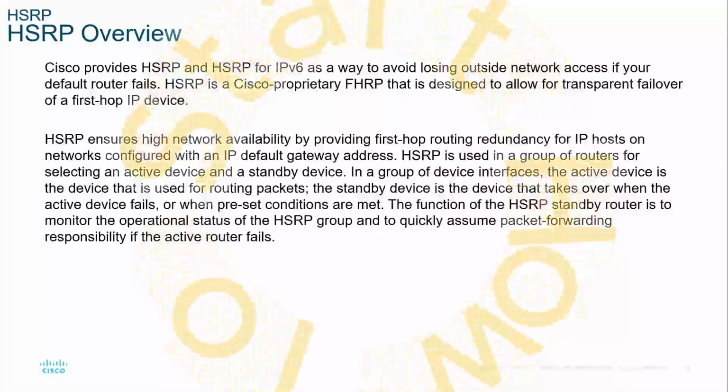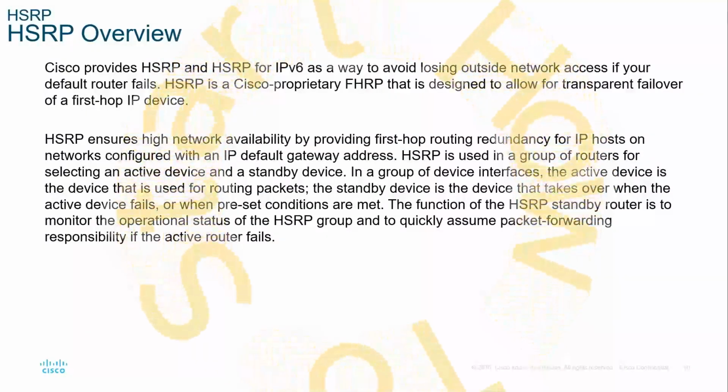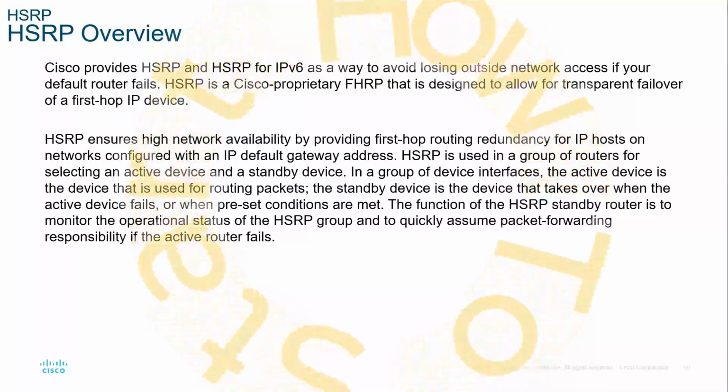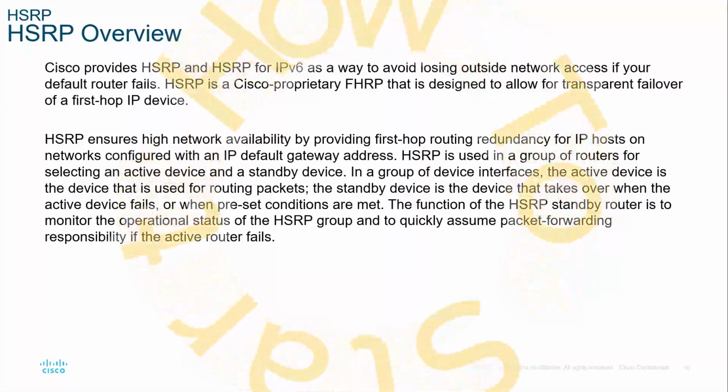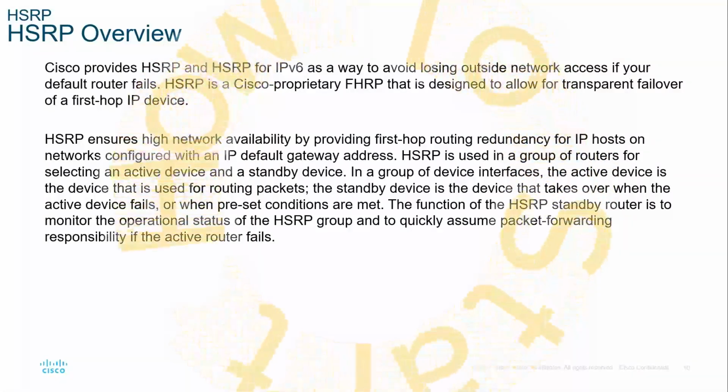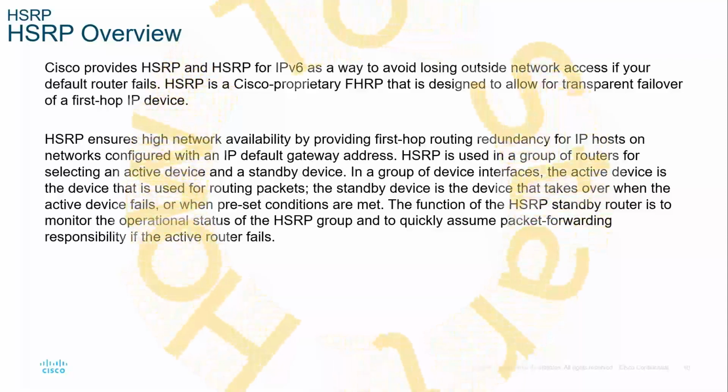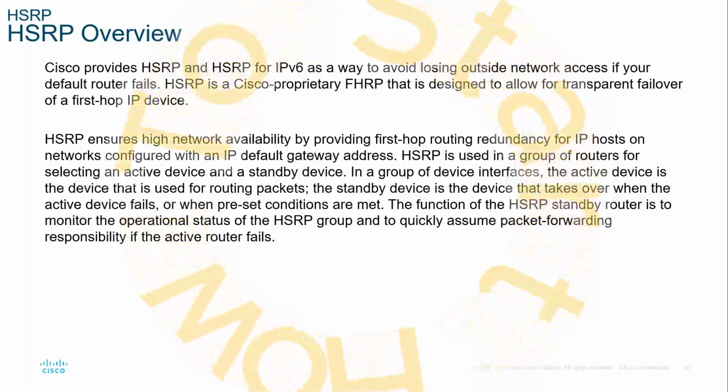So let's jump right on in. HSRP. Again, this is Cisco proprietary, and there is one for IPv4 and IPv6. HSRP ensures high network availability by providing first hop routing redundancy for IP networks.